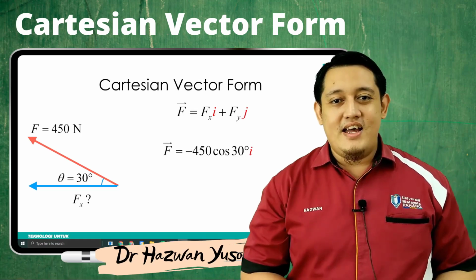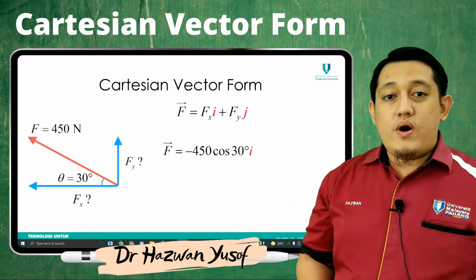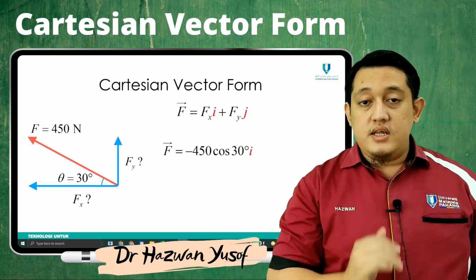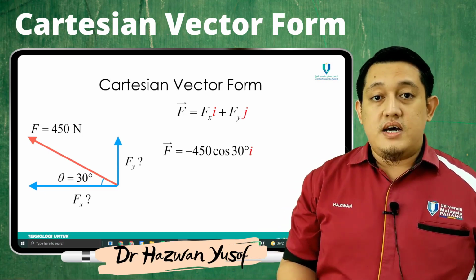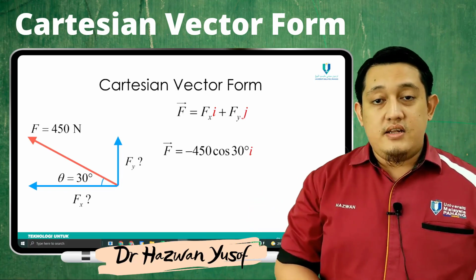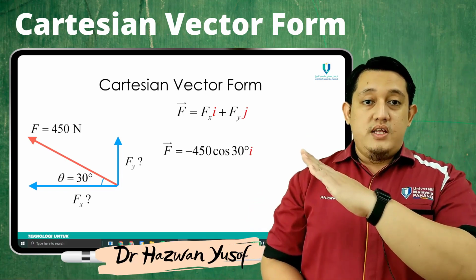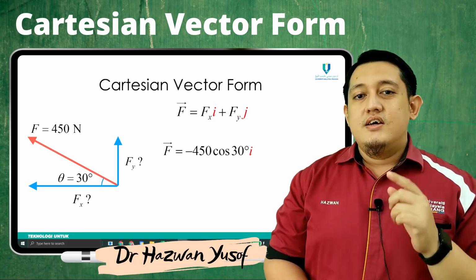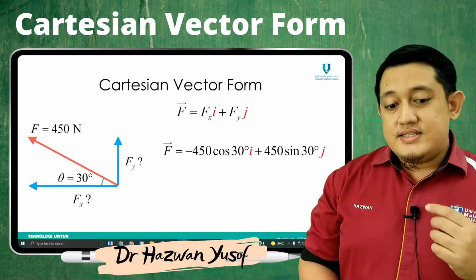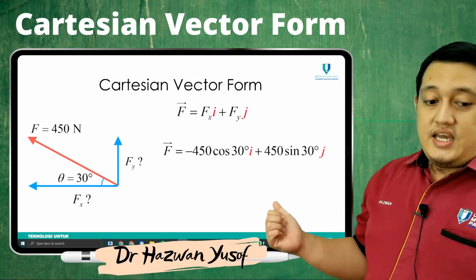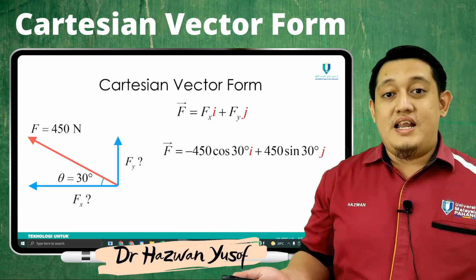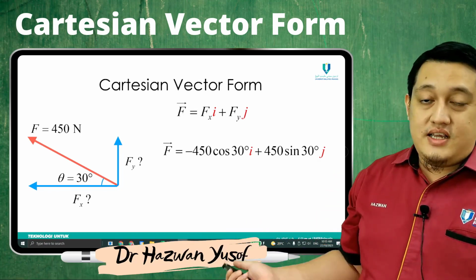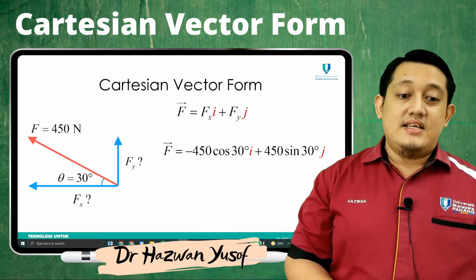Easy, simple. What about Fy here? As you can see, Fy is pointing towards the positive y direction, so we must put it positive. And then when we want to resolve it, 450 in the y direction, what happened to this angle? Save. So we use 450 sine 30 degrees j here. Simple. Done already.